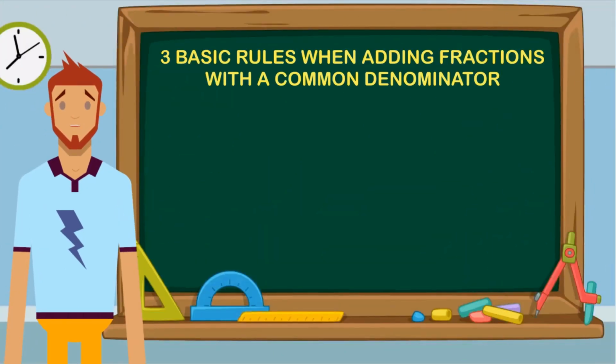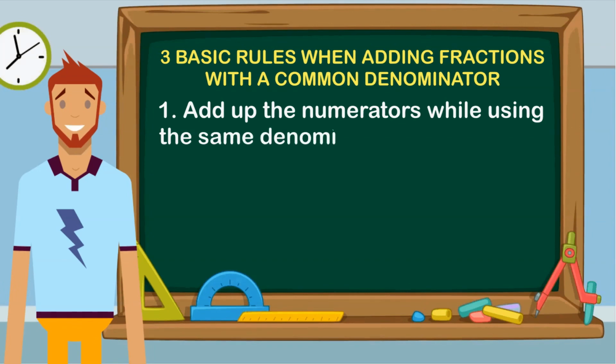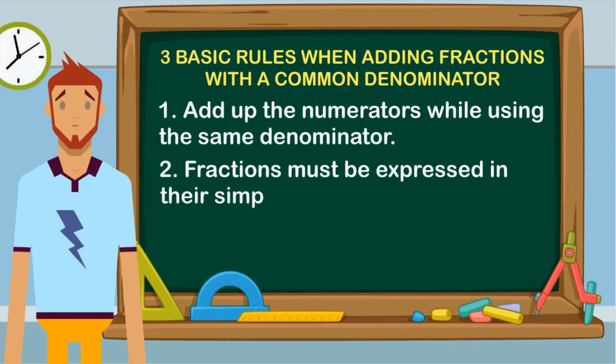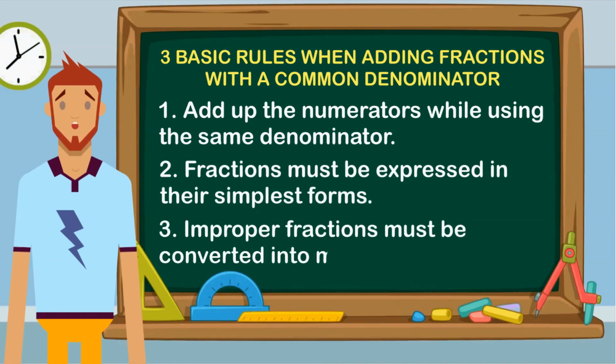Remember these 3 rules when adding fractions with a common denominator. Rule 1. Add up the numerators while using the same denominator. Rule number 2. Fractions must be expressed in their simplest or reduced forms. Rule number 3. Improper fractions must be converted into mixed fractions.